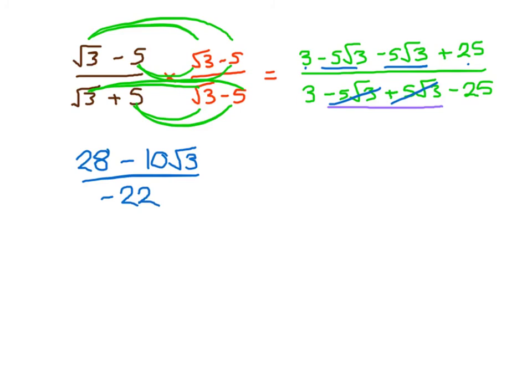It can be simplified a little bit, so we'll go around and just simplify it ever so slightly. 2 goes into all of the things that are available here. So if we just divide everything by 2, we end up with 14 minus 5 lots of the square root of 3, all divided by minus 11. And you could do something about that minus 11 as well, because it's not often you see anything left with the minus on the bottom, but I'm going to leave it there for now.